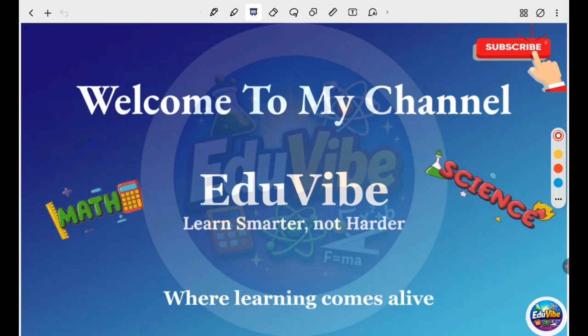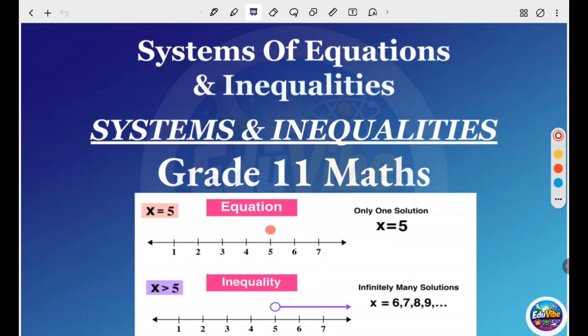Today we are starting another unit, another chapter of grade 11 maths, which is systems of equations and inequalities. So we will learn about systems of equations, and mainly we will be discussing inequalities. What are inequalities, and how can we solve them in different methods? Our topic today is systems and inequalities.